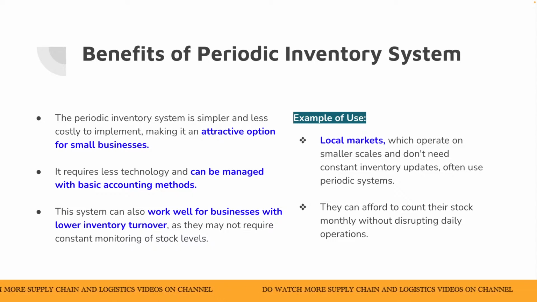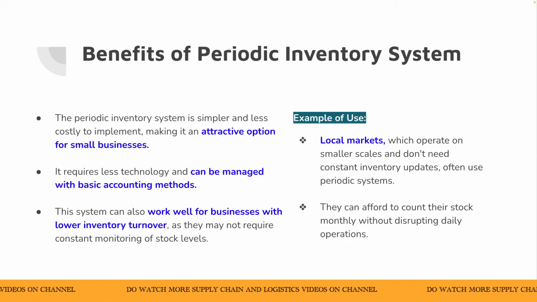The second thing is that it can be managed with basic accounting methods. You can use simple accounting techniques: what was at the start of the day, what is at the end of the day, and how much sales I did. You just need to check that the end of the day plus your sales should equal your beginning of the day. So a basic accounting management technique can help you with all your audits and this kind of stuff.